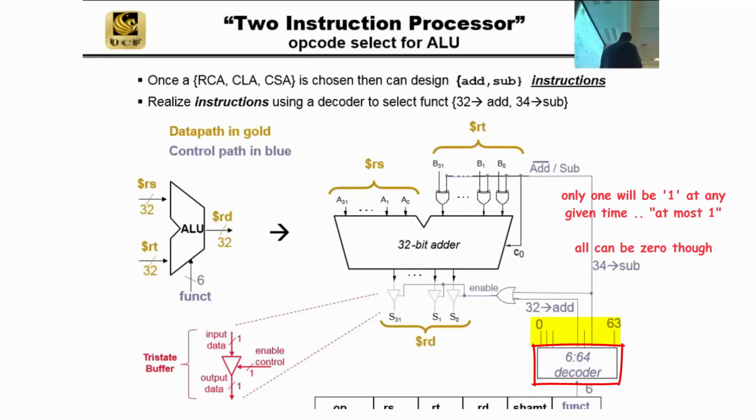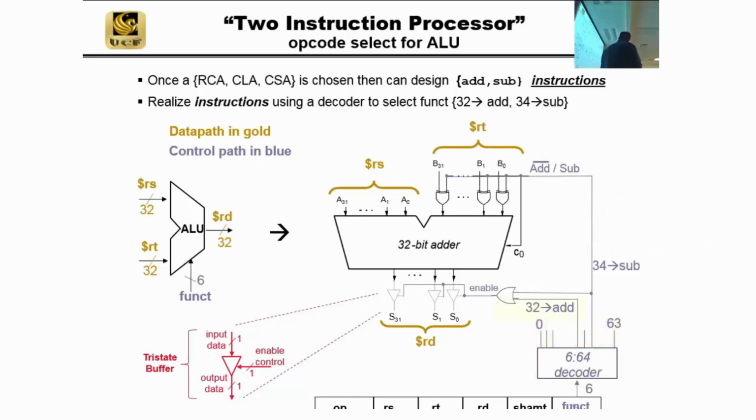So if a 32 comes in, which is add, where did I get that? It's the testing reference sheet, right? 32 is add for func. If I want to do an add instruction, when the bits of 32 come in, what does that look like? It's 6 bits. 32 looks like what? So it's 1 and then all zeros. Yeah, you got it. And then 34 is subtract.